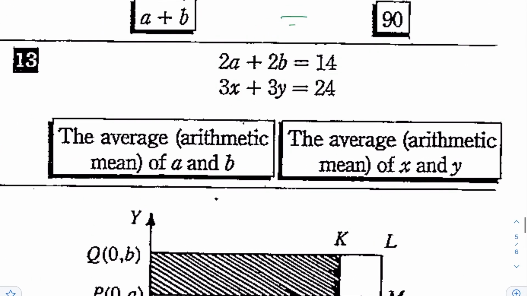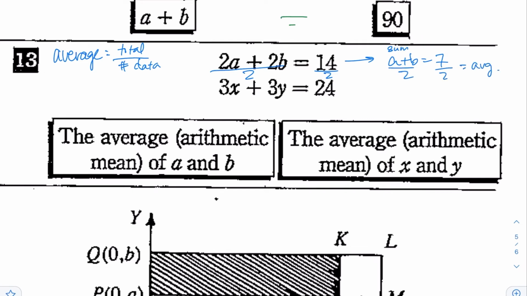Next, for number 13, you have 2A plus 2B is equal to 14, and 3X plus 3Y is equal to 24. We're going to compare the average of A and B and the average of X and Y. So average means the total divided by the number of data. In this case, for 2A plus 2B, if you divide both sides by 2, you can cancel out the coefficient, and you just get A plus B is equal to 7. So then this is your sum. If you take the sum and divide it by 2, you'll figure out the average of A and B, which is 7 over 2, or 3.5.